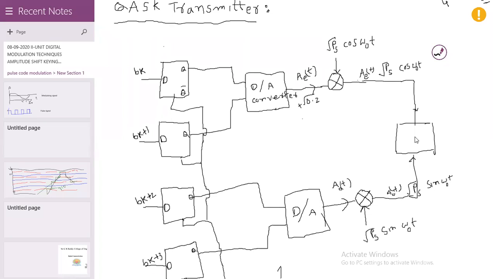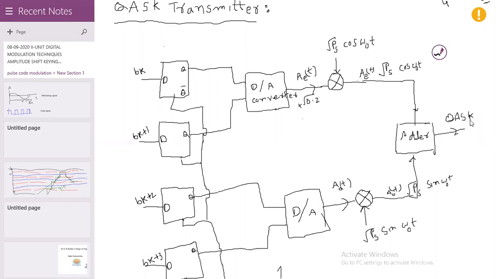Then there is an adder. We can add these two, and you will get the QASK signal. This is for the 16 QASK signal. Now we can design the transmitter for the 64 QASK signal.